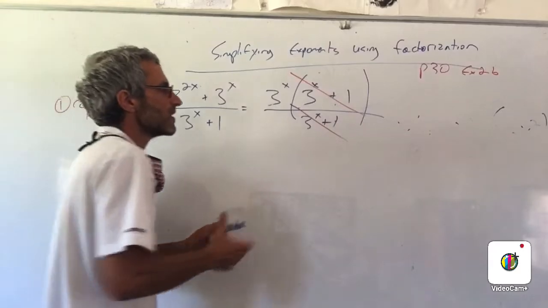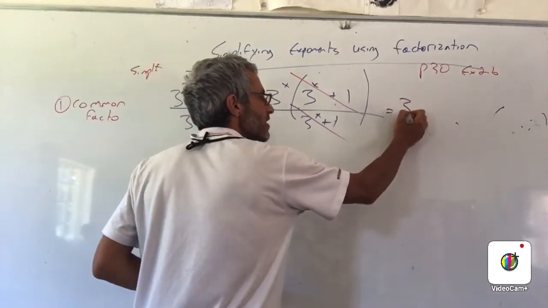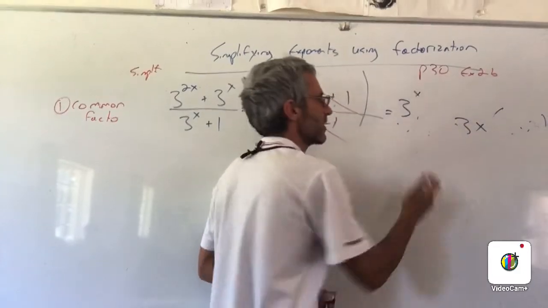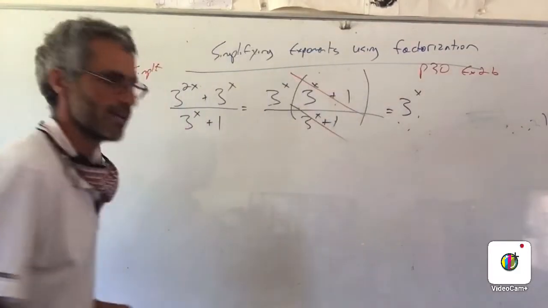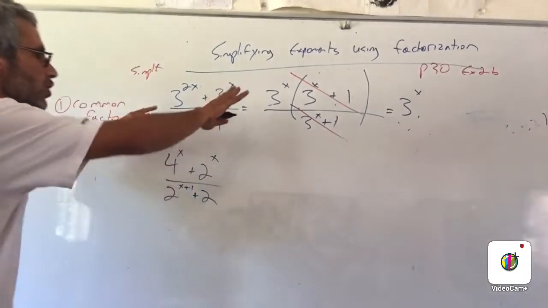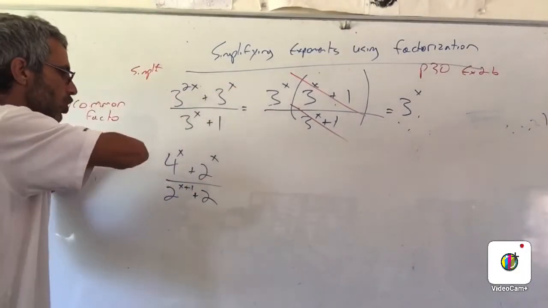So what is the answer? 3 to the power of x. Don't say 3x, because when you say 3x, then you might write 3x. So 3 to the power of x. I'm going to pause here and hear what you've got to say to me. So that's the first strategy: take a common factor out.